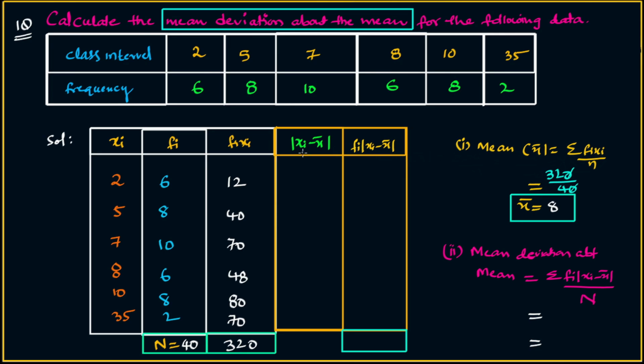Next we have to find out mod xi minus x bar. From the mean we have to subtract these observations. So 8 minus 2 is 6, 8 minus 5 is 3, 8 minus 7 is 1, 8 minus 8 is 0, 8 minus 10 is 2, 8 minus 35 is 27.